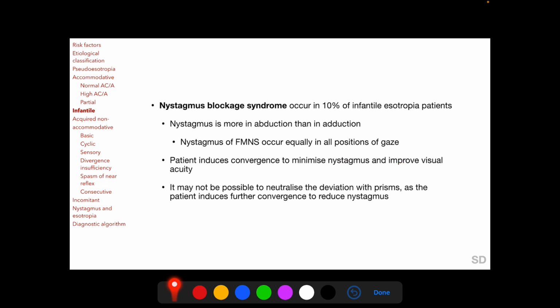In infantile esotropia patients with nystagmus blockage syndrome, it may not be possible to neutralize the esodeviation and thus measure the esodeviation with prisms, because the prisms straighten the eyes and thus provoke nystagmus, which induces further convergence and which requires additional prisms to neutralize, and the cycle continues.